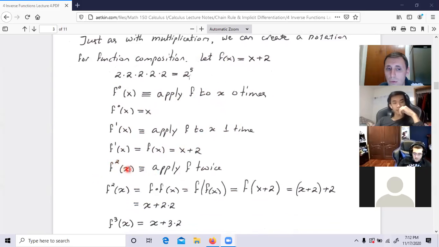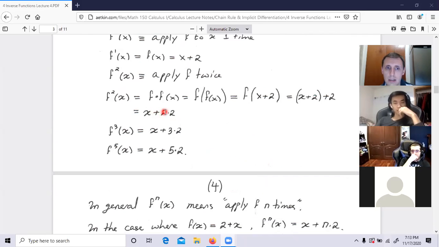Now f^2 means apply f twice. So that means f applied to x plus 2, which is x plus 2 plus 2. Good. You with me, guys? So it would be x plus 2 multiplied by 2. If you apply f 3 times to itself, it will be x plus 3 multiplied by 2, because each time you apply the function to the input, you add 2 to it. You all understand this?